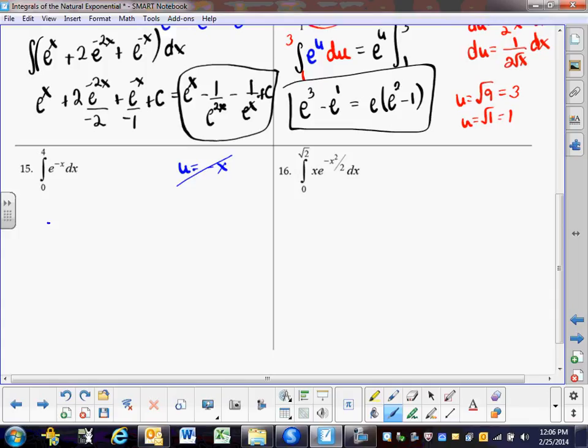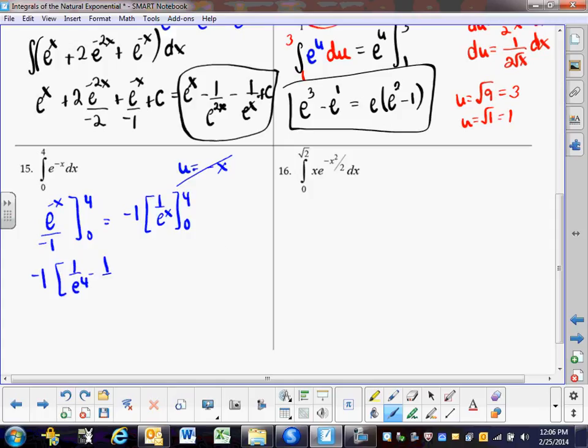Okay, number 4 is simple e. So my u is just negative x, but I don't have to do that. So I'm going to go backwards. The antiderivative of e to the negative x is e to the negative x divided by negative 1 from 0 to 4. Since we did not have to do a u substitution, we don't have to change out our limits.